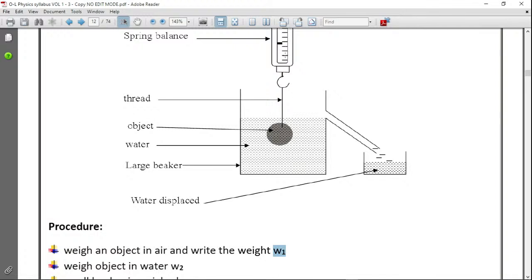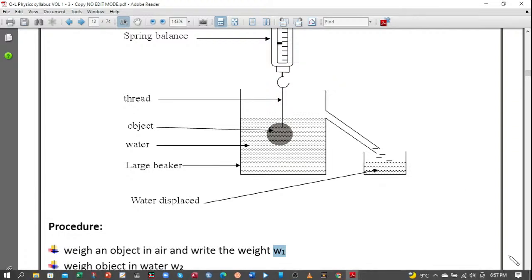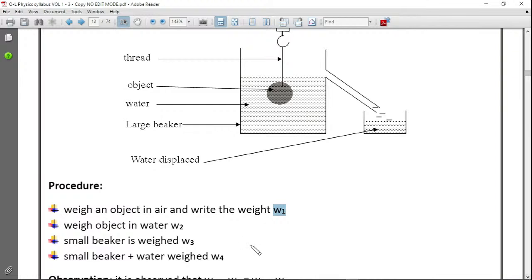of the weight of this object in water. You already have the weight in air, which was W1. Now we have the weight of the object in water, W2, which is what the spring balance now shows. Equally, the weight of the small beaker when it was empty is W3. When the water flows inside, the weight of the water plus the small beaker is what we call W4. So W4 minus W3 gives us exactly the weight of the water.